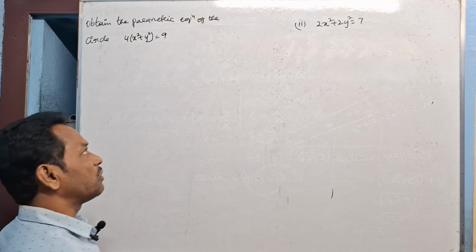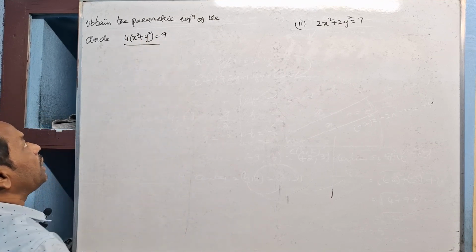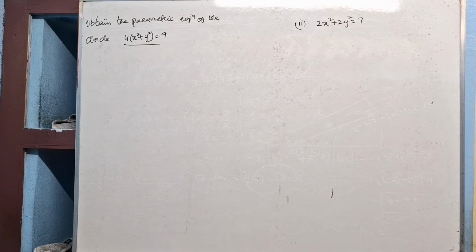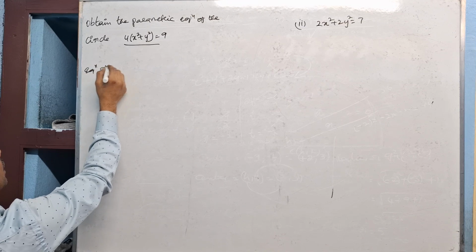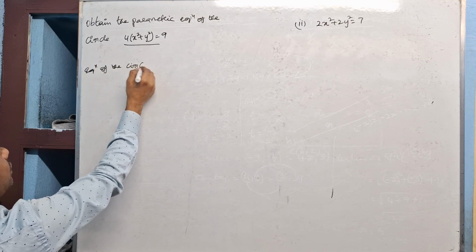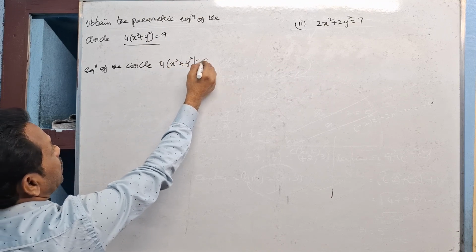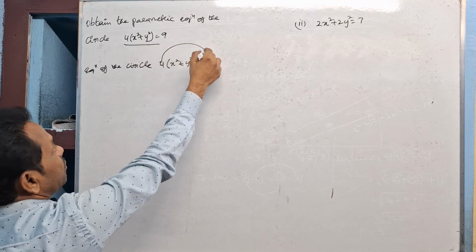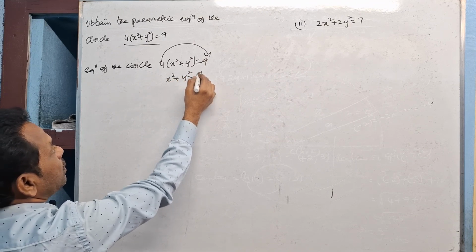Bacho, in this question we need the parametric equation of the circle 4 into x square plus y square equal to 9. So our equation of the given circle is 4 into x square plus y square equal to 9. So let me shift 4 to this side. X square plus y square equal to, I'll get 9 by 4.